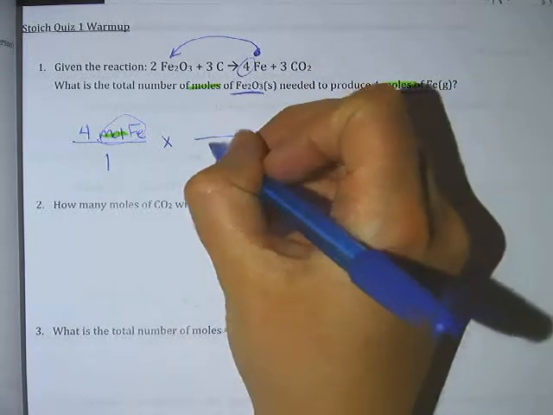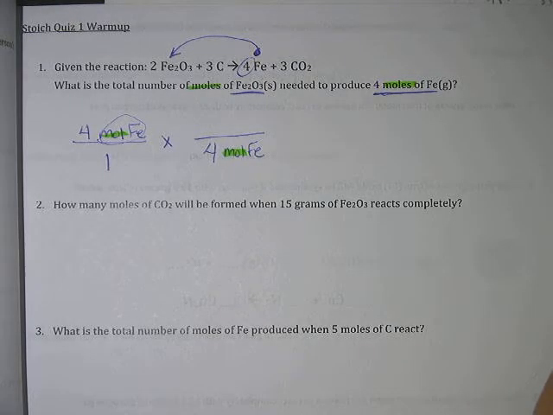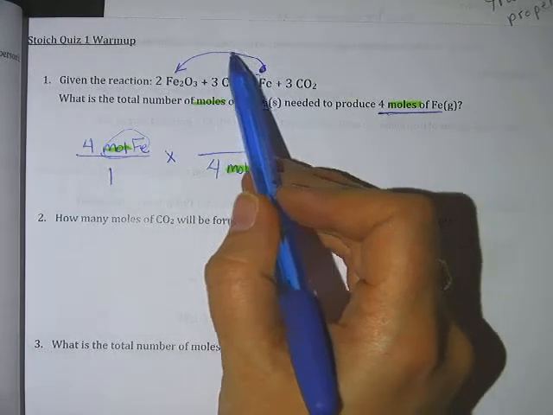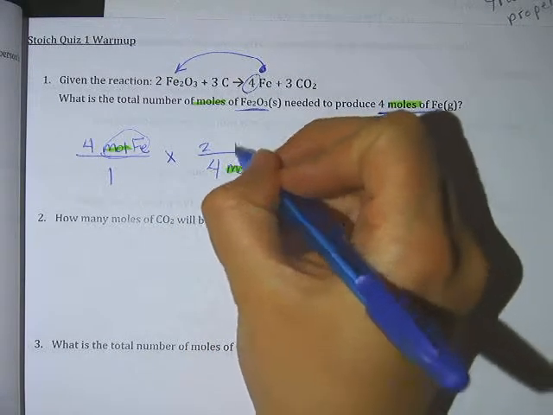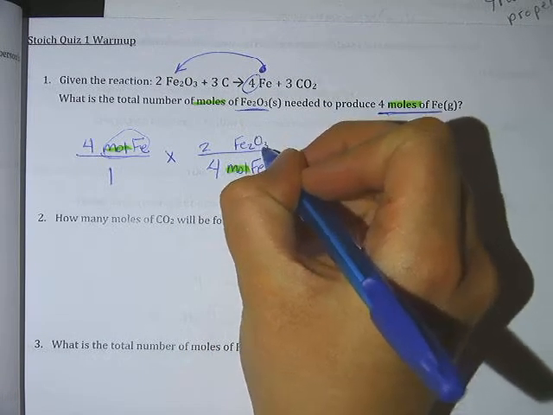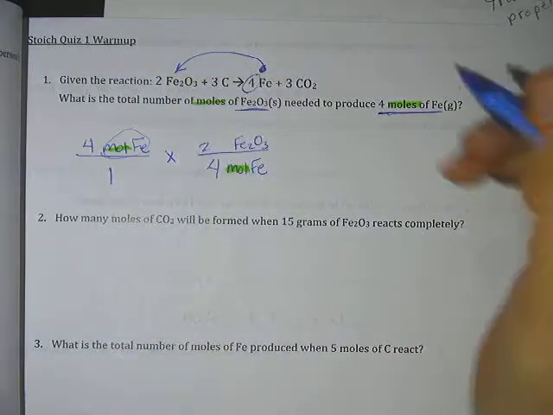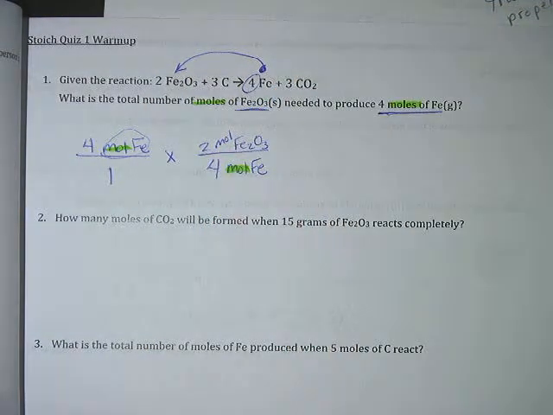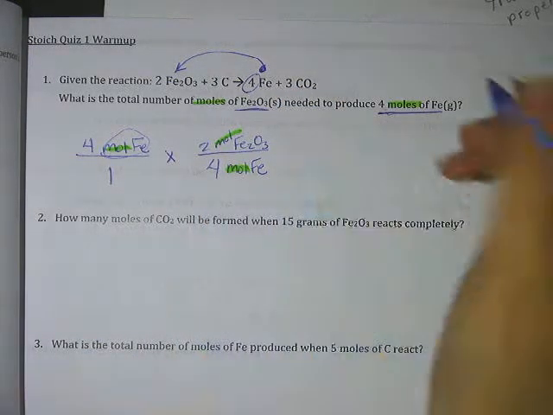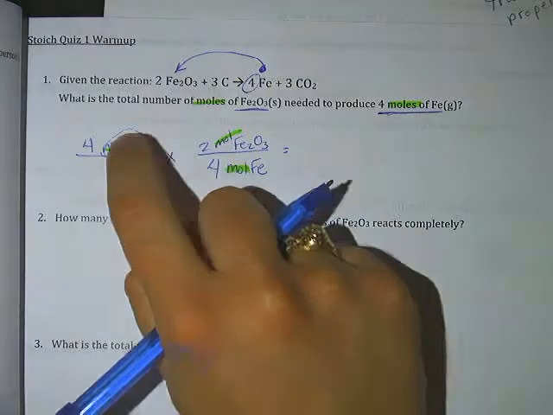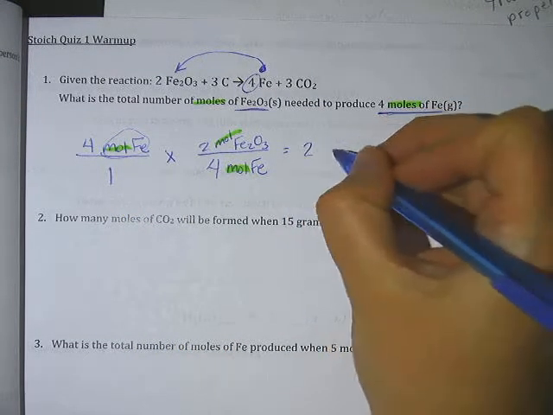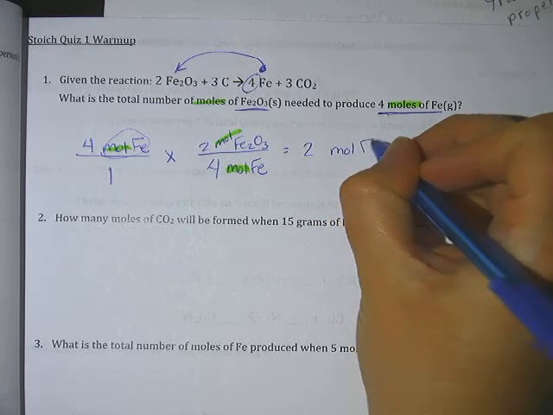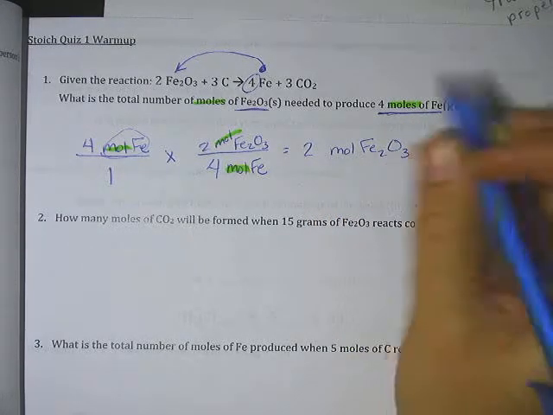4. And then if I cross the bridge, follow the bridge. 2. Thank you, Oliver. 2 what of Fe2O3? Moles. Make sure you put the word moles in there. Okay? Then you get to do the math. 4 times 2 divided by 4 should get you 2 moles of Fe2O3.